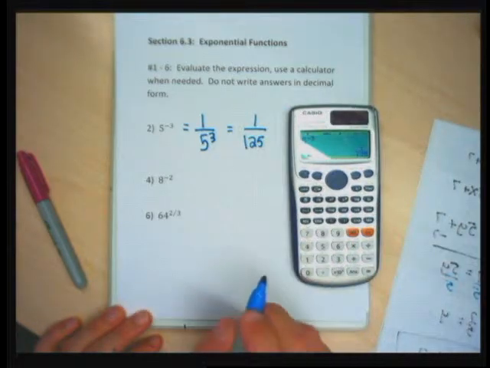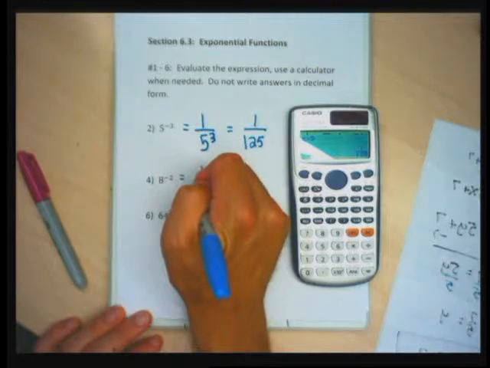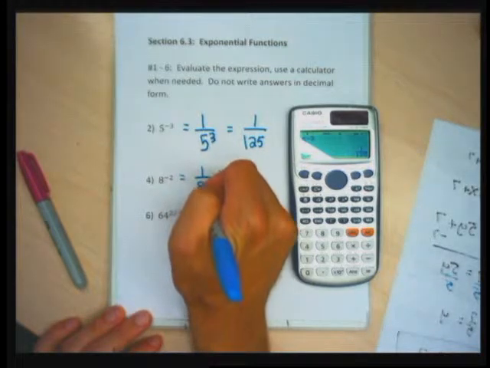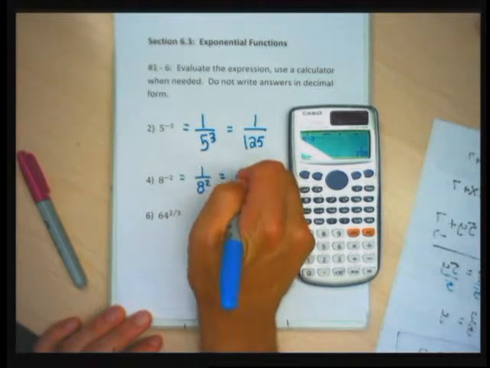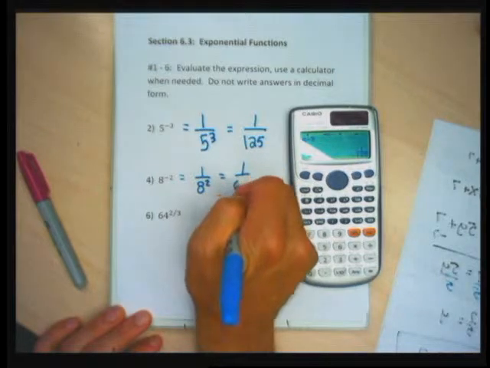Problem 2 isn't really any different than 1. By hand, I'm going to write it with a positive exponent. It's going to be 1 over 8 squared, and I know that 8 squared is 8 times 8, which is 64.